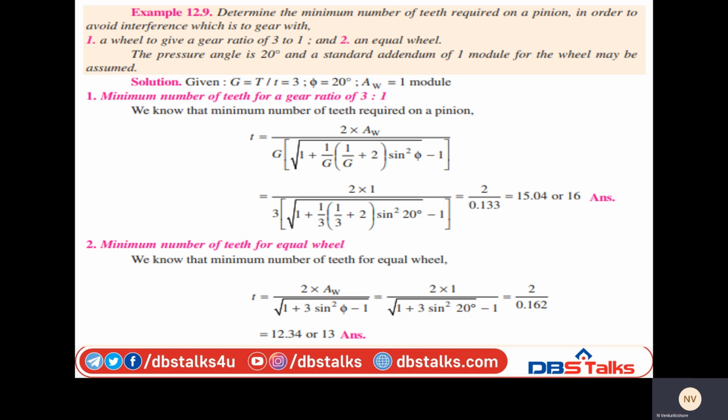Equal wheel means we are having equal wheel. Equal wheel means the G value is 1. So 2 into AW by square root of 1 plus 3 into sine square phi minus 1. Okay. So 2 into 1 by root of 1 plus 3 into sine square 20 degrees minus 1, that is 2 by 0.163. So that is equal to 12.34 or 13.